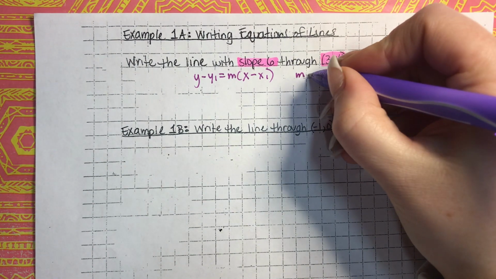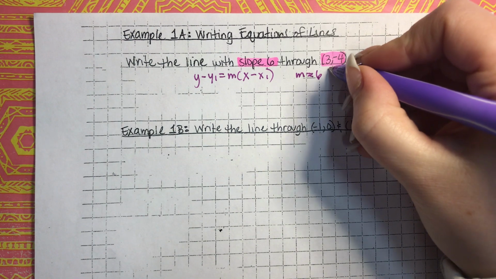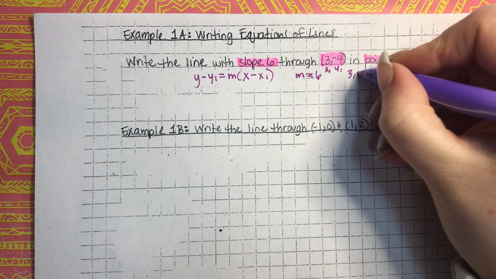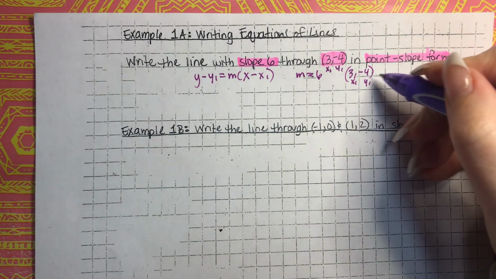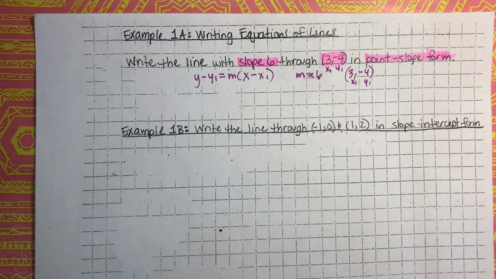We know the slope, use the m for slope, equals 6. And we know we have a point, which is our x1, y1. Okay, 3, -4, and this is our x1, y1. So we're just going to substitute those values into our point slope formula.